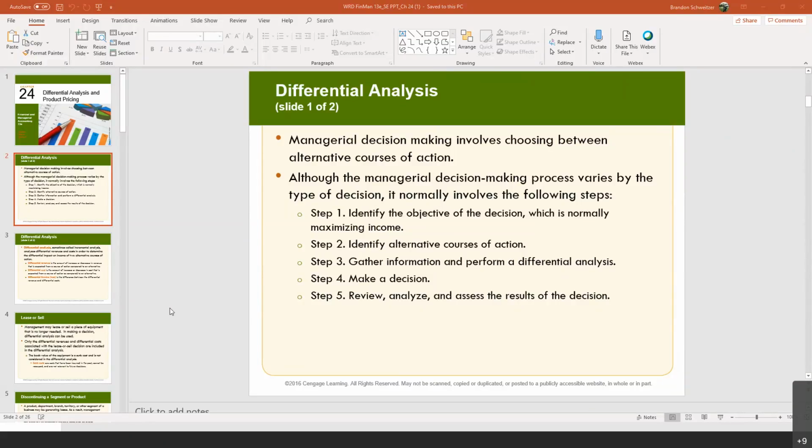Step 3 is we have to gather all of the information and perform a differential analysis. So the cost of both cars, the amount of labor for both cars, the overhead for both cars. That's gathering all the information. And then we need to analyze the differences between the two cars. Step 4, of course, we need to make a decision on which car we're going to make. And then the fifth and last step is we review, analyze, and assess the results of making that respective decision.